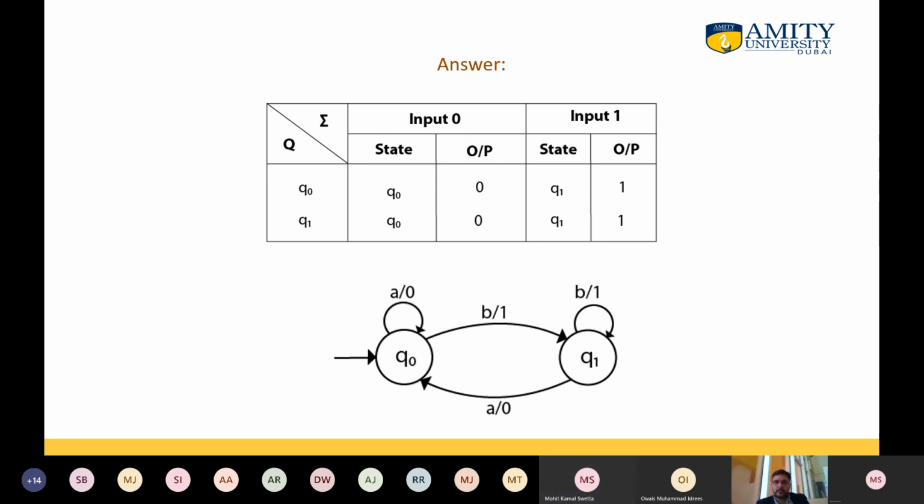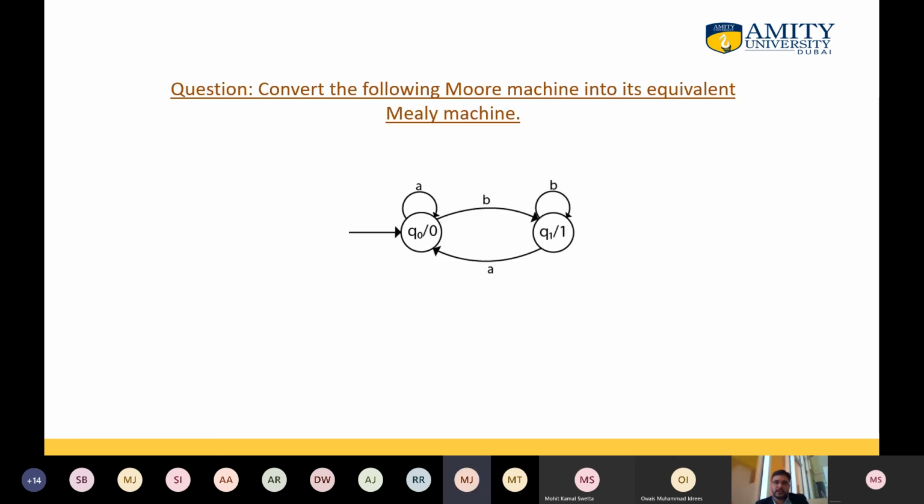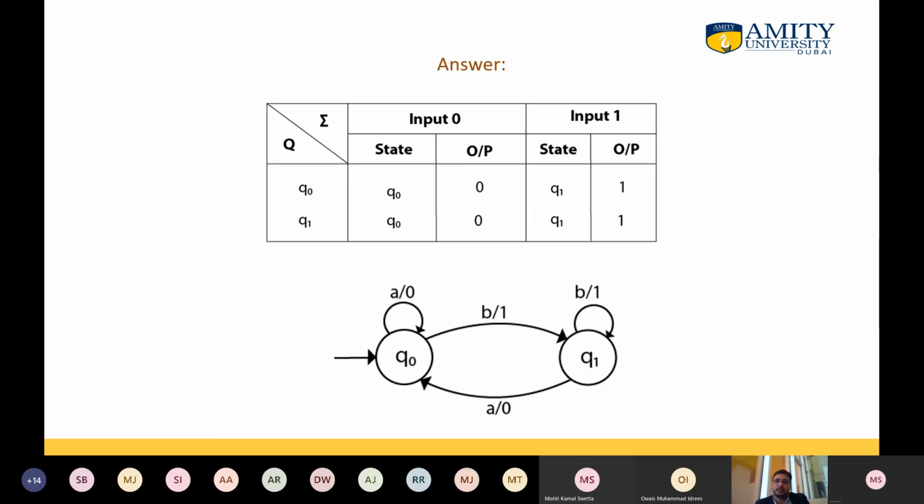Now you will be writing the respective output. The output you will not be writing with the respective present state. You will be writing it with the next state. So just come to input 1. Q0, check in the diagram, what was the output? 0. So that's why you're writing 0, 0. And Q1, just check in this diagram, Q1 output was 1 or not? Yes. So that's why you're writing Q1, 1.